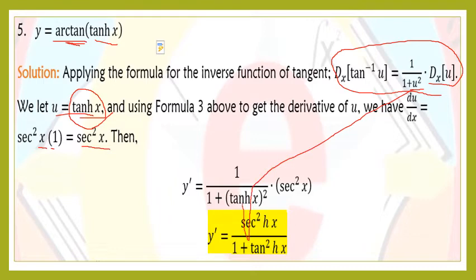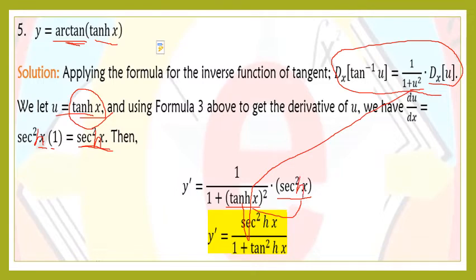by tangent h of x, because that is our u, quantity squared, times the derivative of tangent h of x, which is secant squared of x. Okay, so let's simplify. 1 times secant squared of x is secant squared of x. Sorry, there is an h here because it is a hyperbolic function, and there is an h here as well. I forgot to write it, a typo error.